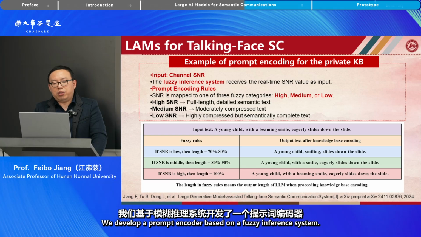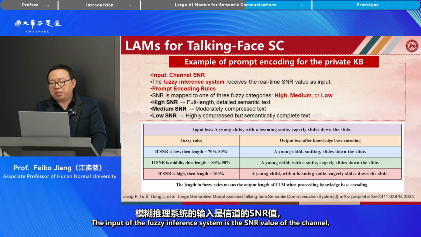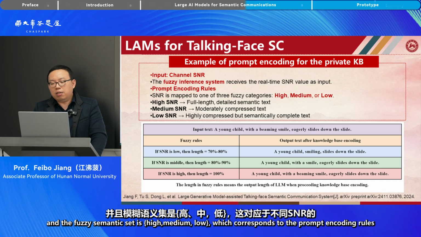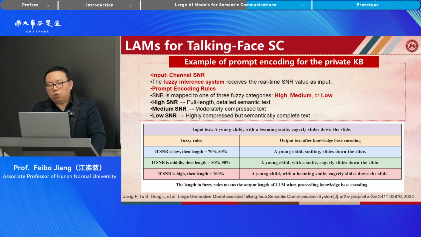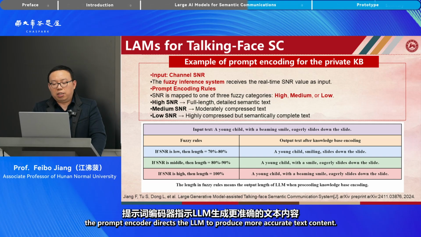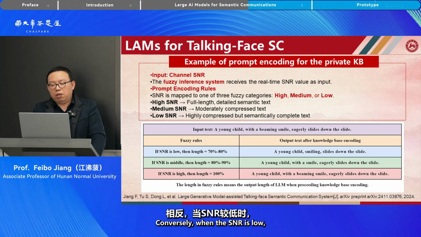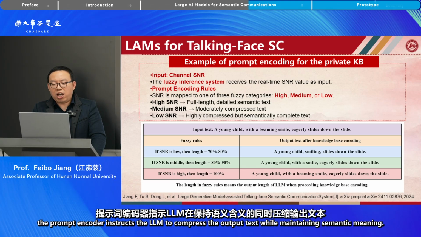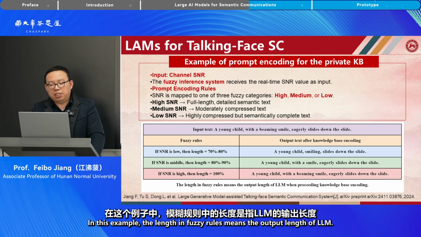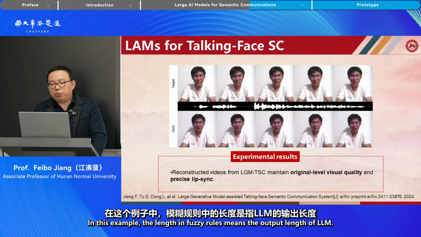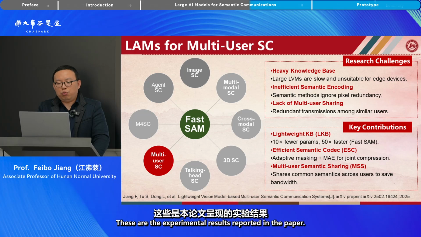We developed a prompt encoder based on a fuzzy inference system. The input of the fuzzy inference system is the SNR value of the channel, and the fuzzy semantic set is high, middle, low, which corresponds to the prompt encoding rules for different SNRs. When the SNR is high, the prompt encoder directs the LLM to produce more accurate text content. Conversely, when the SNR is low, the prompt encoder instructs the LLM to compress the output text while maintaining semantic meaning. In this example, the length in fuzzy rules means the output length of the LLM. These are the experimental results reported in the paper.